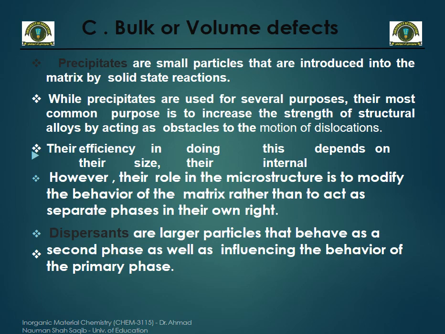Now we discuss the second definition, which is dispersants. Dispersants are large particles. As we can clearly see the difference between dispersants and precipitates, precipitates are of small size while the dispersants are of large size, that behave as a second phase as well as influencing the behavior of the primary phase.